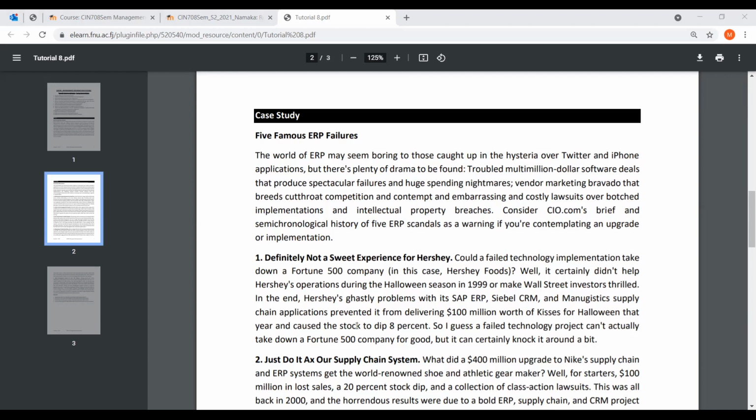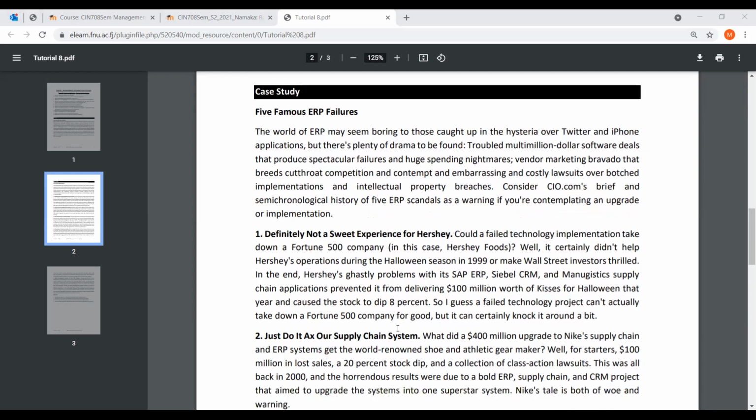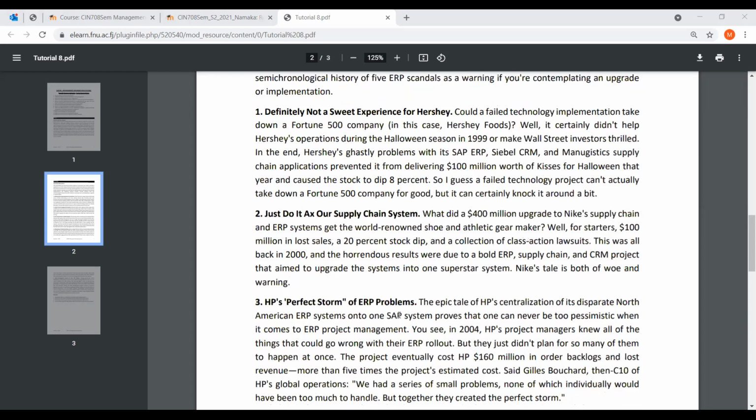Consider CIO.com's brief and semi-chronological history of 5 ERP scandals as a warning if you are contemplating an upgrade or implementation. Now, this is not to scare organizations, but these are some of the ERP scandals that took place over a period of time. And these are the top 5 ones, by the way. This took place while the organizations were trying to upgrade or implement their ERP systems.